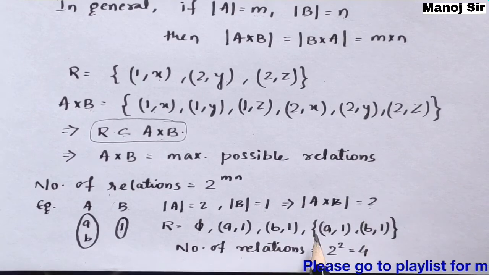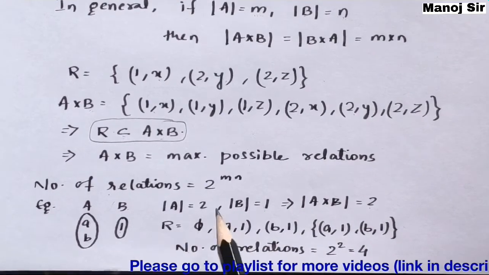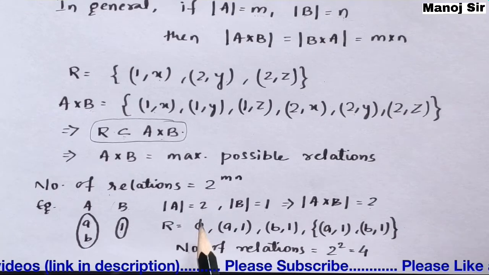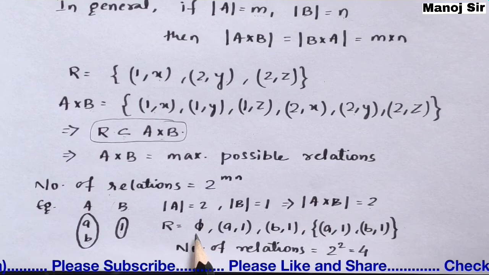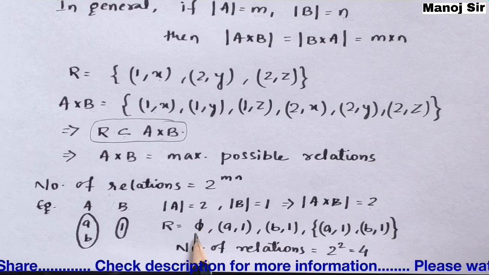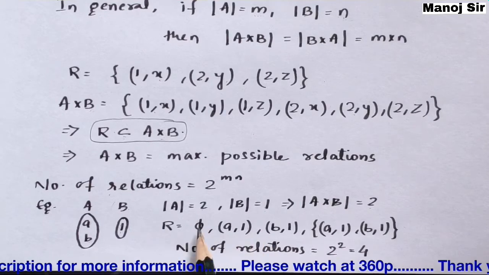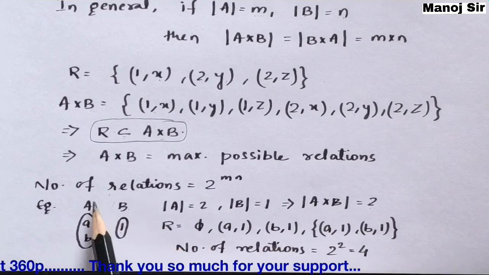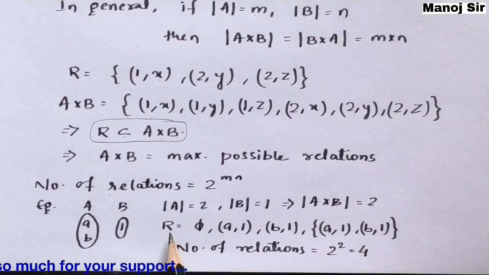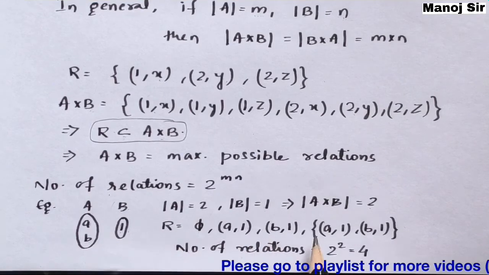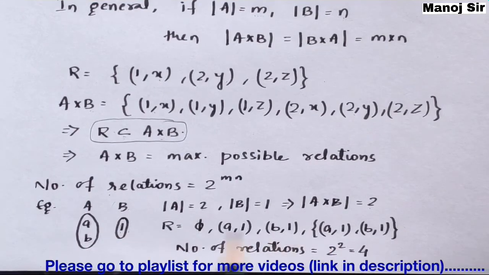Now since we know that phi is a null set or empty set, it is a subset of every set. We have discussed earlier in set theory that this phi, which is a null set or empty set, is a subset of every set. So if you are finding the possible relations, then phi is the first, then (a, 1), then (b, 1), then we have (a, 1) as well as (b, 1).